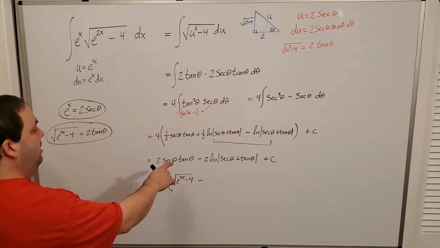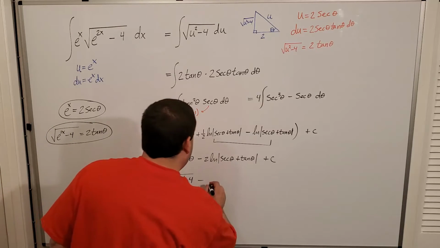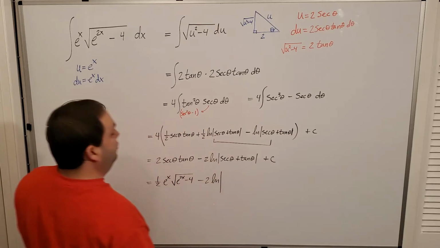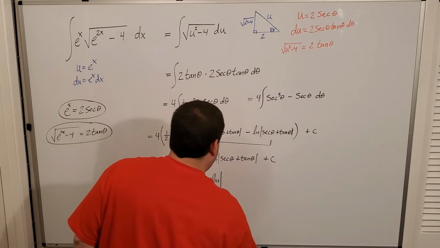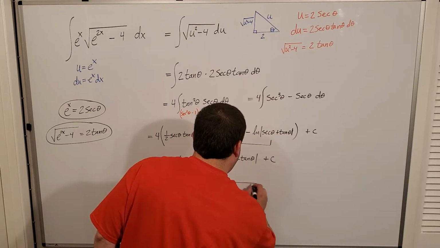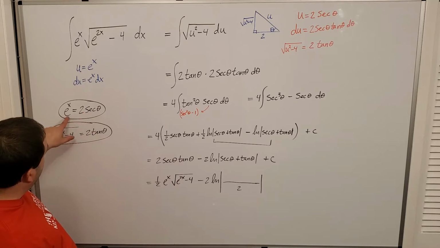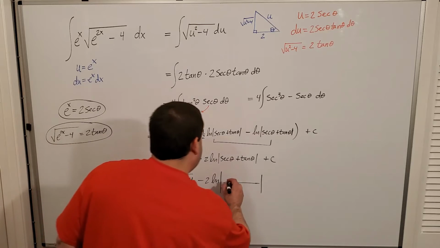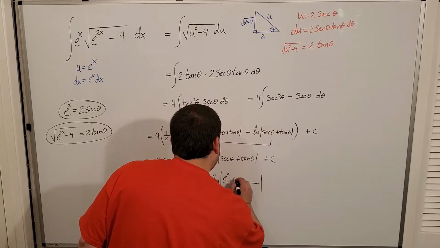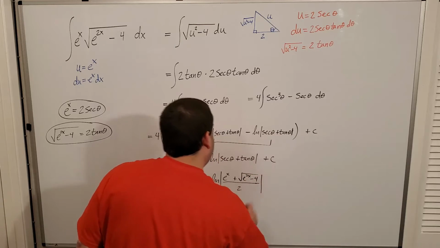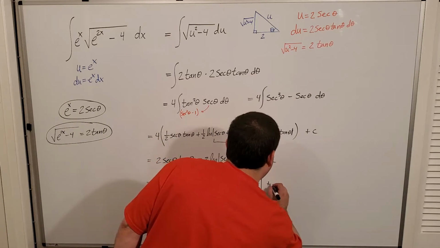minus, now 2 times the ln, I'm going to have to keep that as is, 2 ln absolute value, secant plus tangent. These two are going to have the same denominator of 2, because notice, to do secant and tangent, I have to divide them each by 2. Okay? And it just ends up being the e to the x plus the square root of e to the 2x minus 4. And then, of course, plus c.